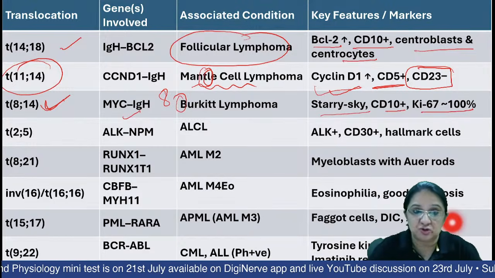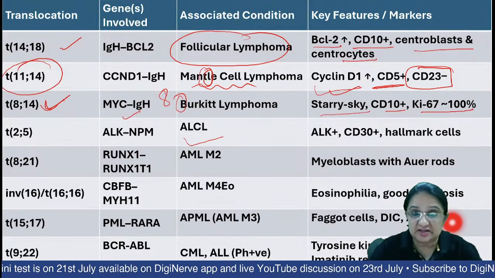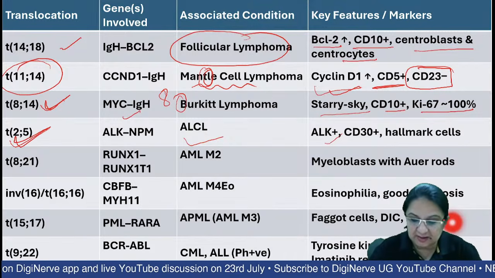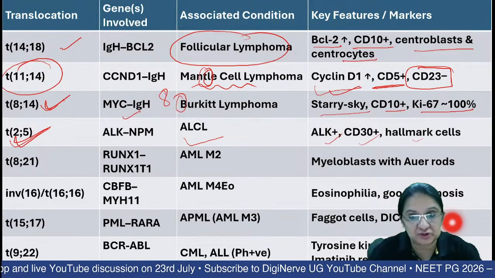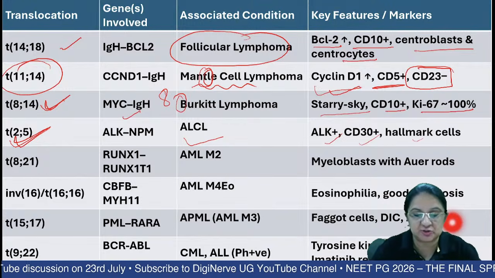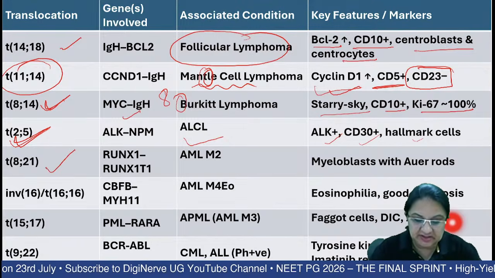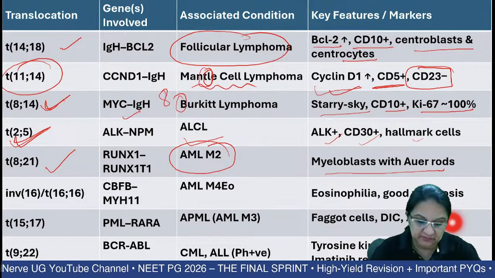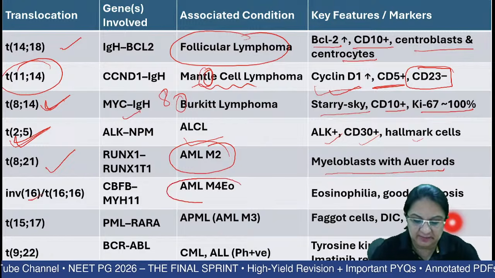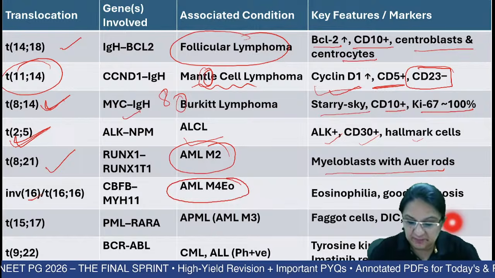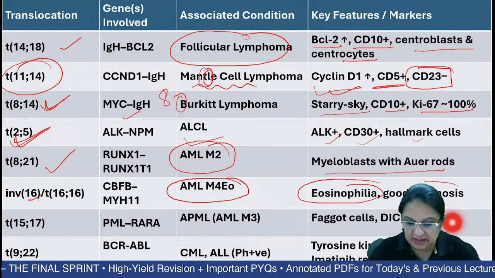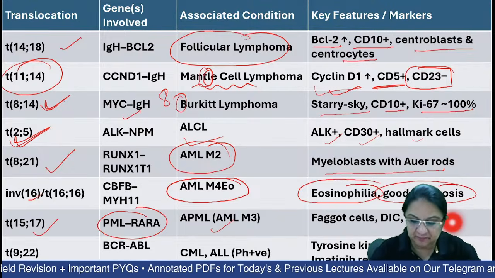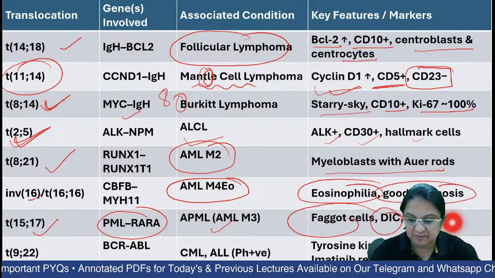African boy, jaw swelling. Anaplastic large cell lymphoma, it's a T cell lymphoma, this translocation 2, 5, ALK positive, CD30, hallmark cells, cells with shoe-shaped nuclei. 8;21, it's your AML M2 associated with myeloblasts and Auer rods. Inversion 16, remember AML M4Eo, associated with eosinophilia and good prognosis. 15, 17, APML, PML-RARA, Auer rods, DIC, ATRA is used for treatment.